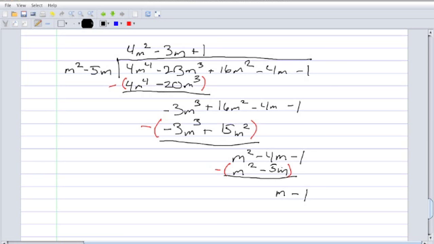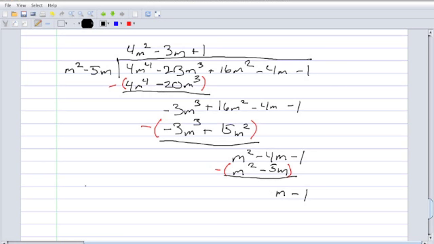Now here we have to stop. Notice the exponent on this m is an implied 1. Okay, there's an implied 1 on this m. The exponent here is 2. So if we keep going, we're going to get some weird stuff. So that means we stop. So this is actually our remainder. Our remainder here is m minus 1.